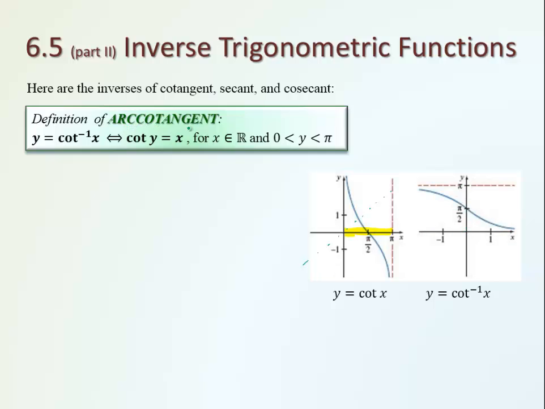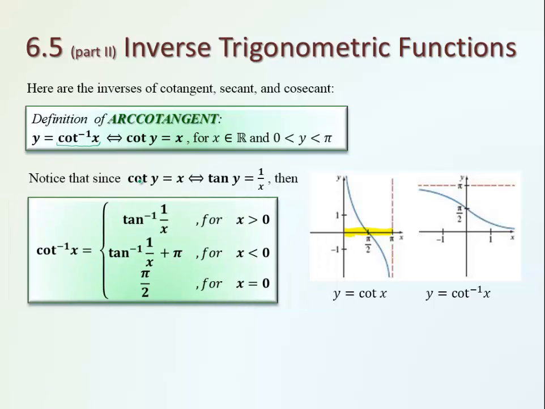So the formal definition of arc cotangent is as follows. Arc cotangent of x is such an angle y that cotangent of this y gives us back the input x. The input x can be taken from any real number. That's the domain for arc cotangent, all real numbers. However, the output is an angle between 0 and pi. So that's the range between 0 and pi.